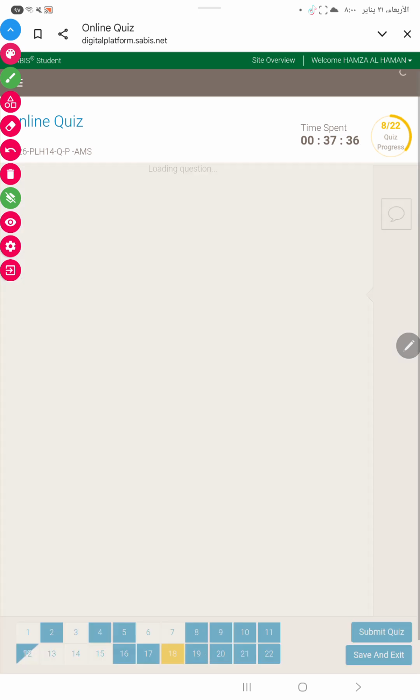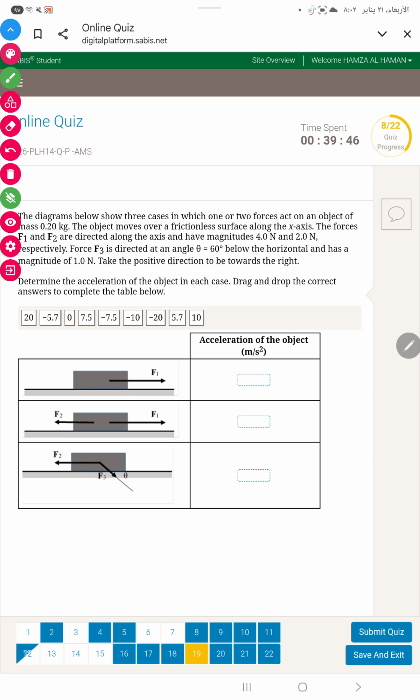Now question number 19. The diagrams below show 3 cases in which 1 or 2 forces act on an object, mass 0.20 kilograms. The object moves over a frictionless surface along the x-axis. The forces F1 and F2 are directed along the axis and have magnitude 4 and 2 newtons. So F1 is 4 and F2 is 2 newtons.